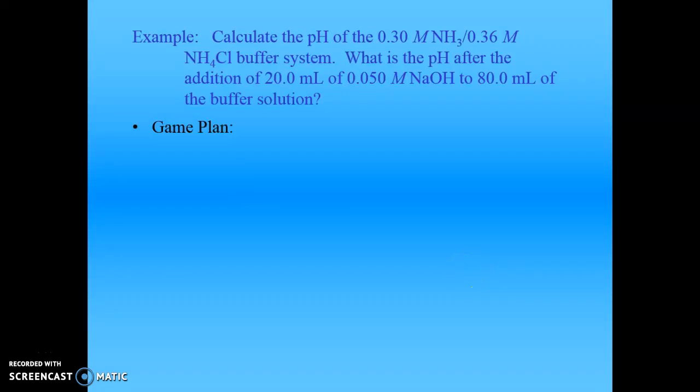So continuing our conversation about buffers, we are going to take a look at the details of answering a buffer question when you add acid or you add base. How is that going to change the pH of that system? So here you can see the information.